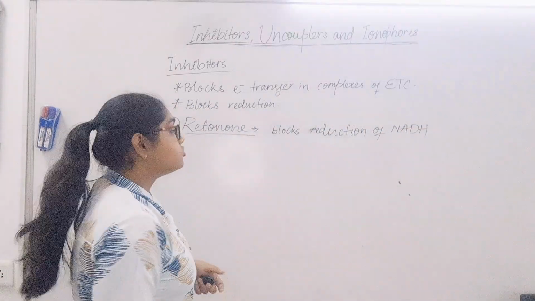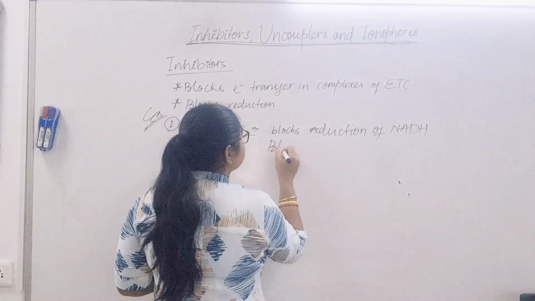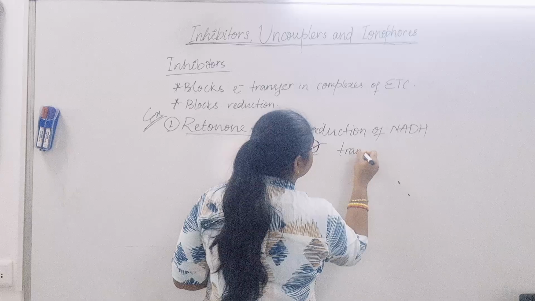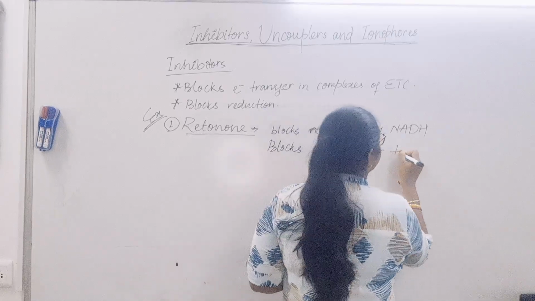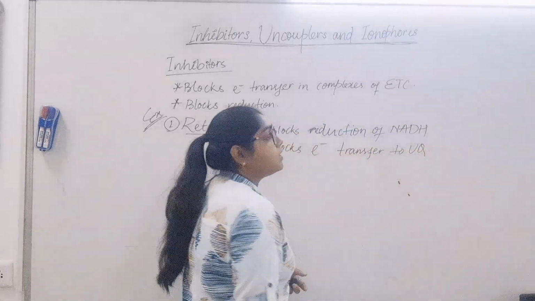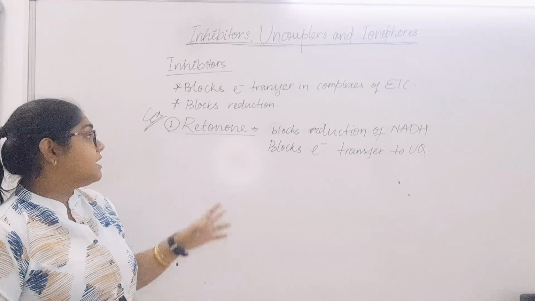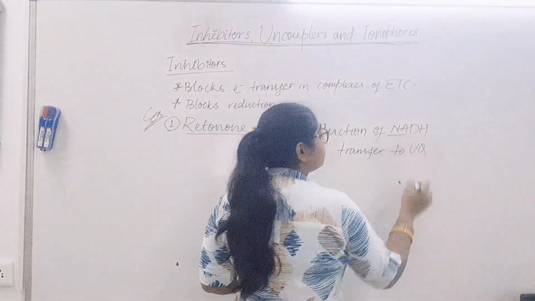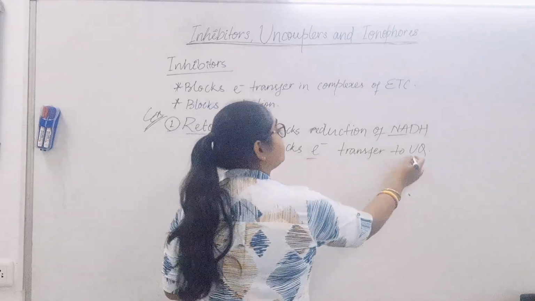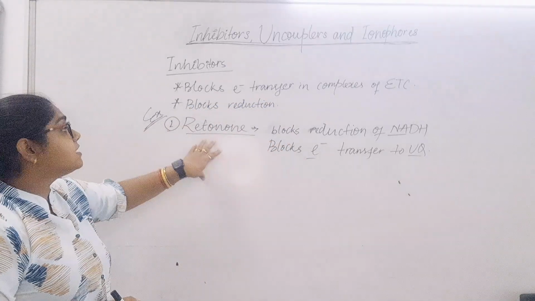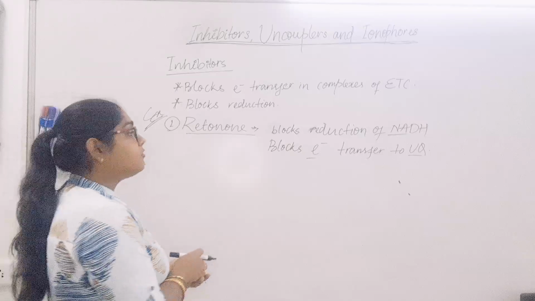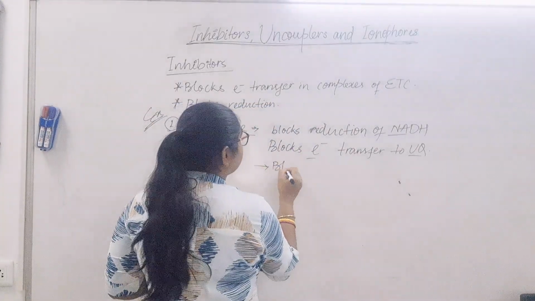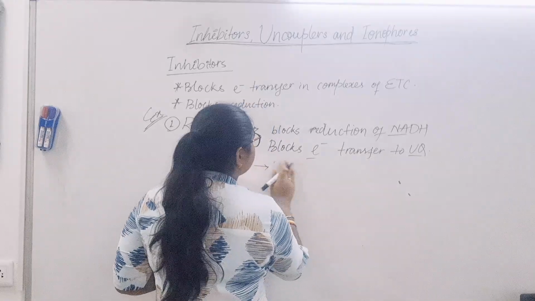It also blocks electron transfer to ubiquinone, which takes place in complex 1. In complex 1, NADH is oxidized and the electron is transferred to ubiquinone. So basically it disrupts complex 1 of the electron transport chain. It blocks complex 1.